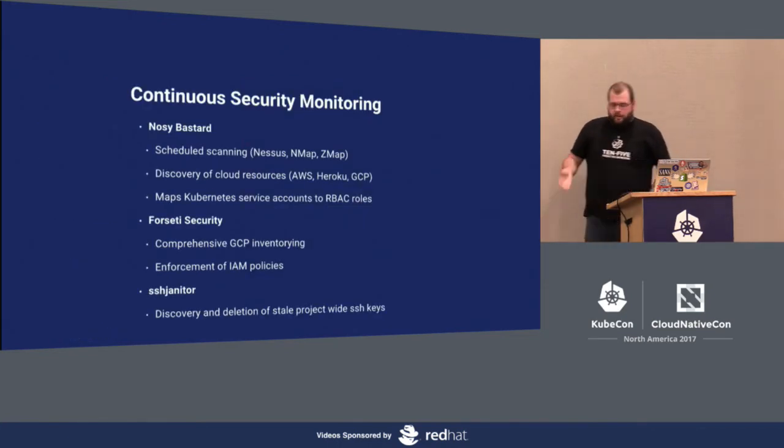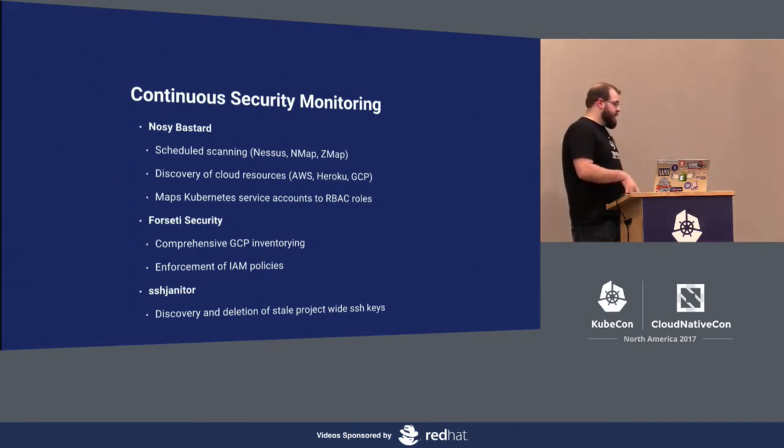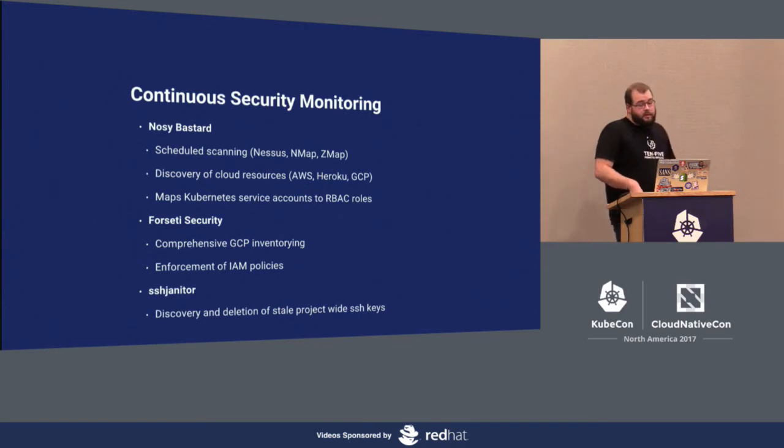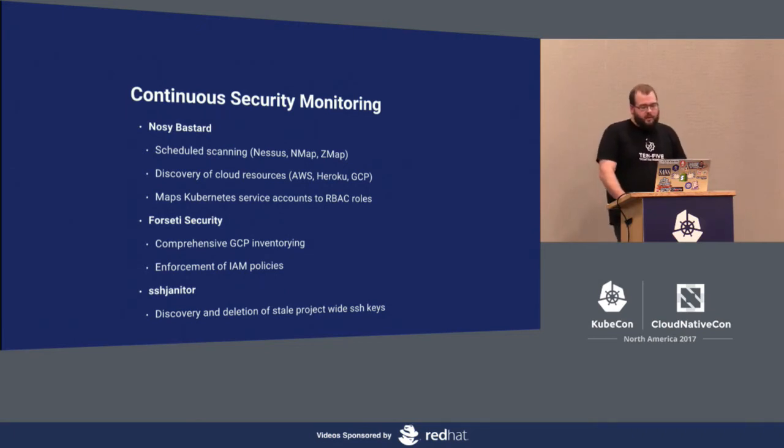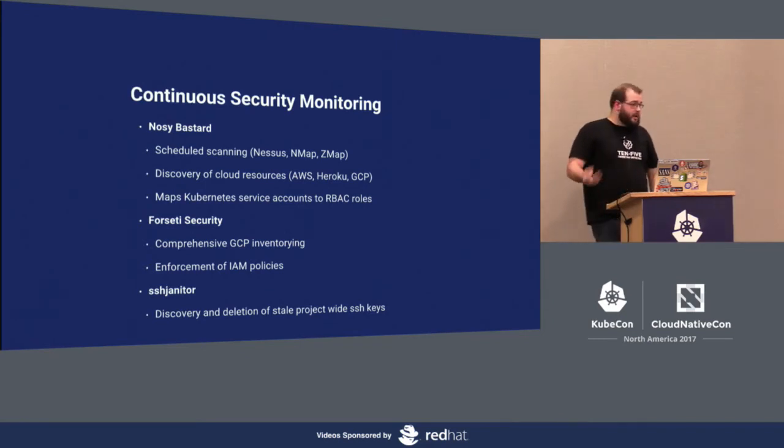There's this other continuous security monitoring piece that we're missing. With 600 projects, scaling is really hard, so we have developed a couple of tools inside to help us out with this. There's a tool called Nosy Bastard, which does scheduled scanning. It's our traditional sort of VA or ZMAP, NMAP, Nessus scans. It does some discovery of cloud resources on GCP, on AWS, on Heroku, and our other operating environments, which is pretty cool.